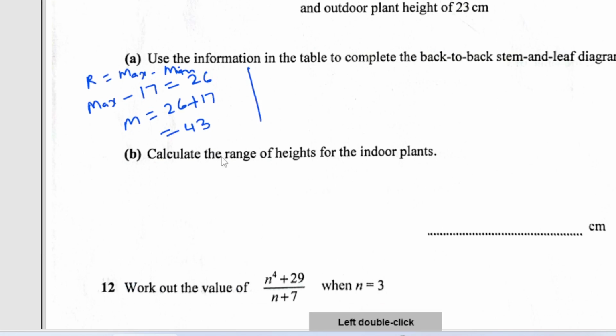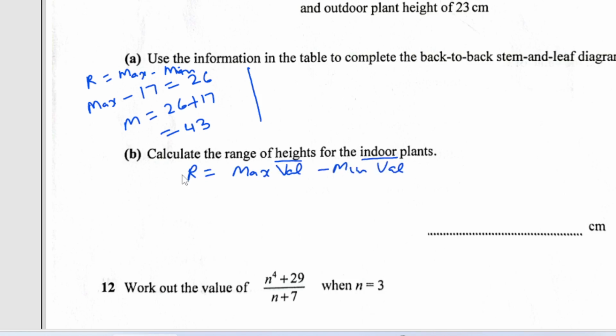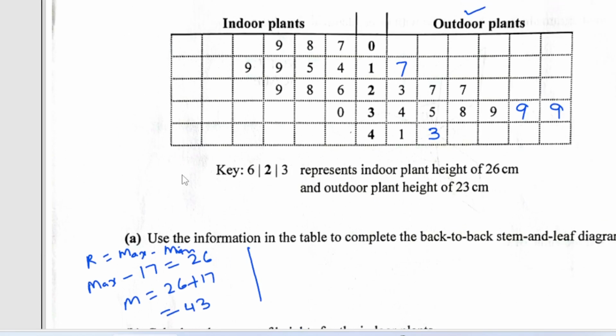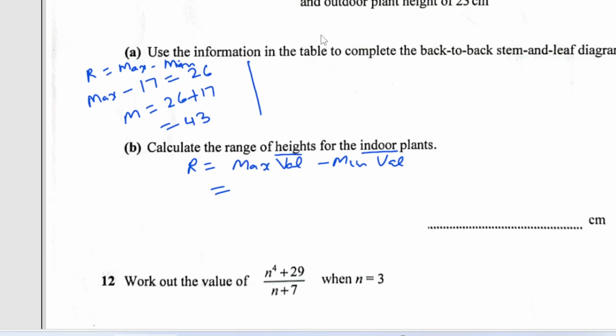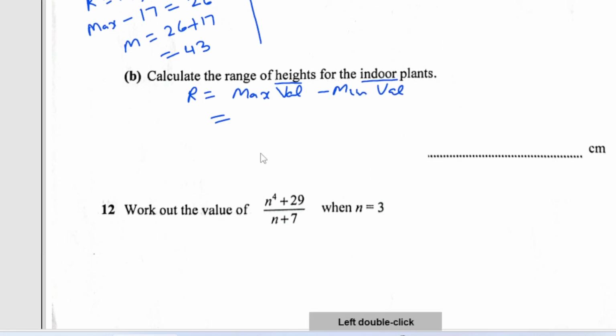Calculate the range of the heights for indoor plants. Now for indoor plants, we are looking for the range. So range, again, we are going to take maximum value minus minimum value, right? Maximum value here is 30, minus 7 here, 30 minus 7, which is 23, right? So 23 centimeters.